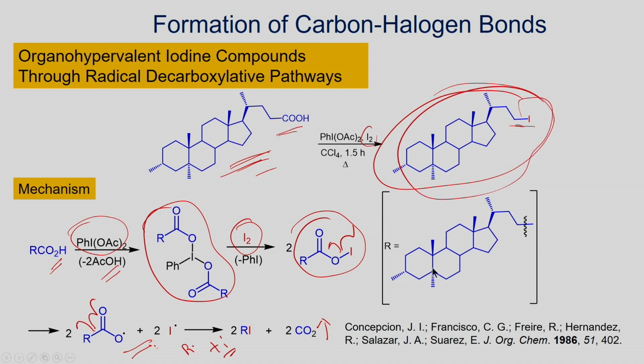So, for example, here the reaction of this steroid having a carboxylic acid can be converted into the alkyl iodide as the product using the hypervalent iodine reagent. Here, this is commercially available. Once you have this iodobenzene diacetate, you can react it with the carboxylic acid substrate, and you form this intermediate. Once you form this one, when you add iodine, it can be readily converted into the corresponding alkyl iodide as the product.